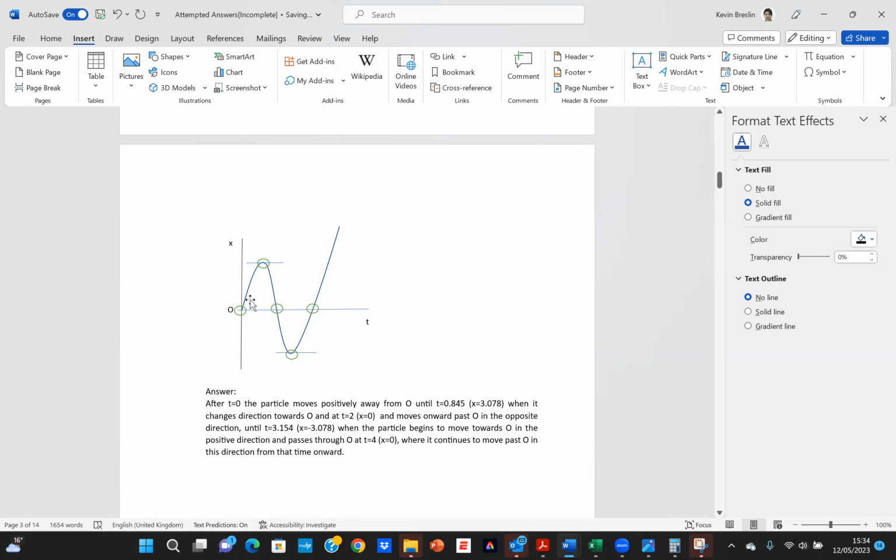So essentially, this particle is moving this direction in X. It could be up, it could be forward, it's moving in one direction. So I don't want to say it's moving up or down, it's just moving this way, and then it moves that way, and then it moves this way, and it keeps on moving this way forever. So there's my answer here in that box.